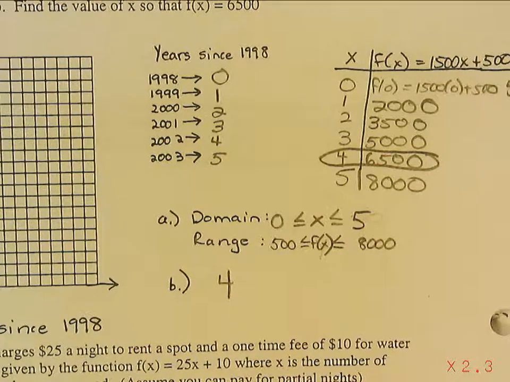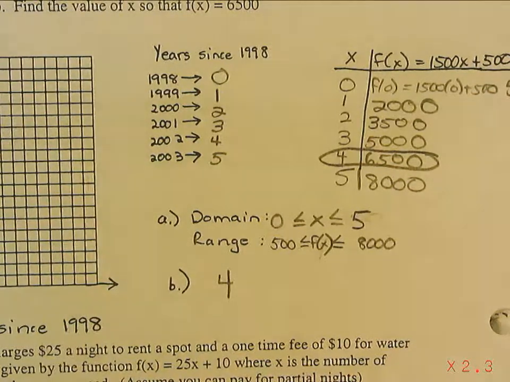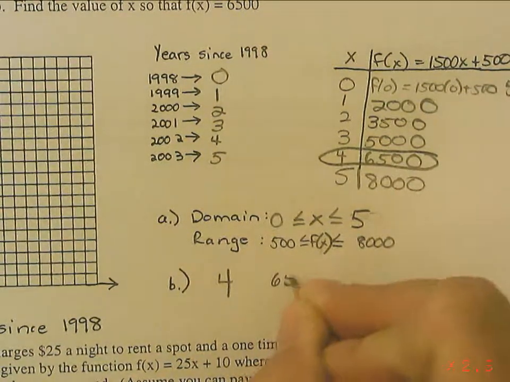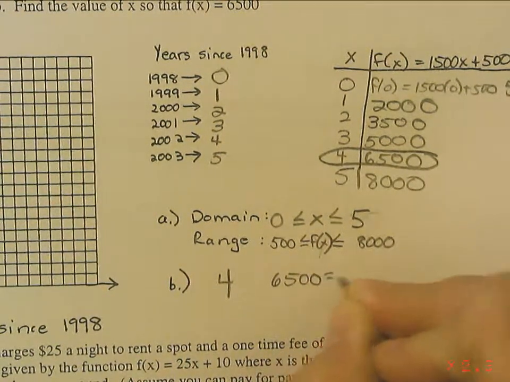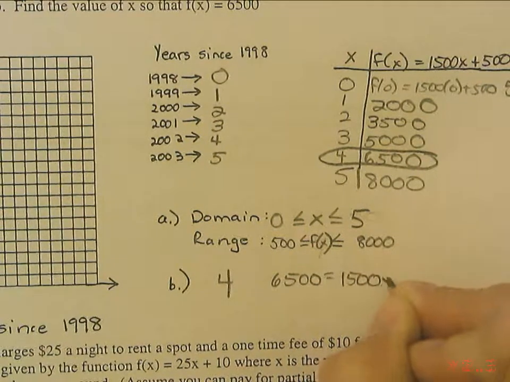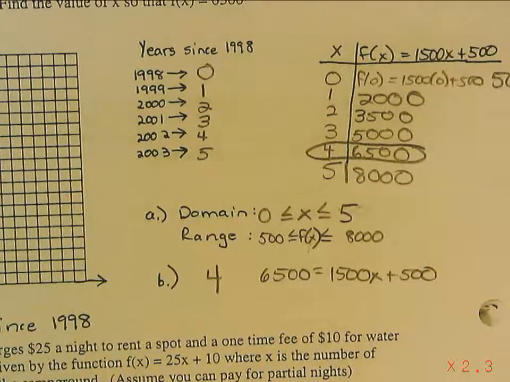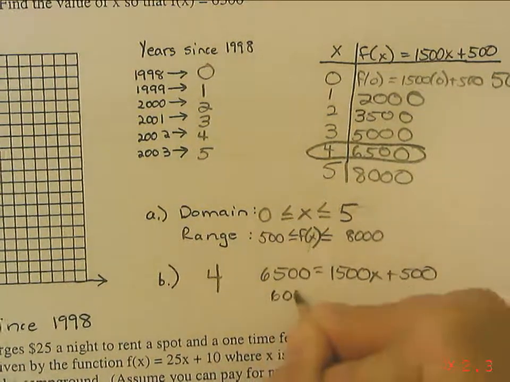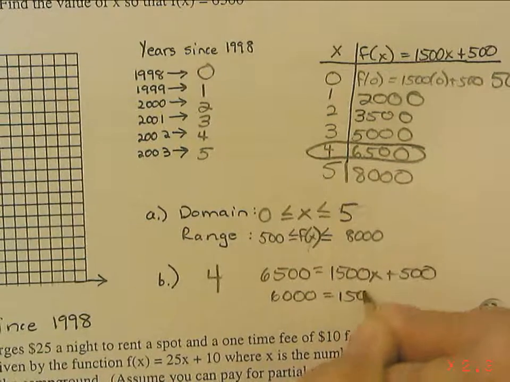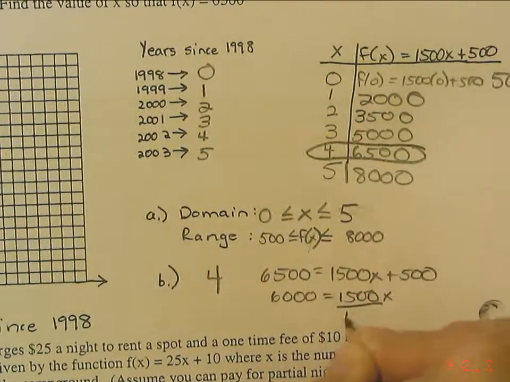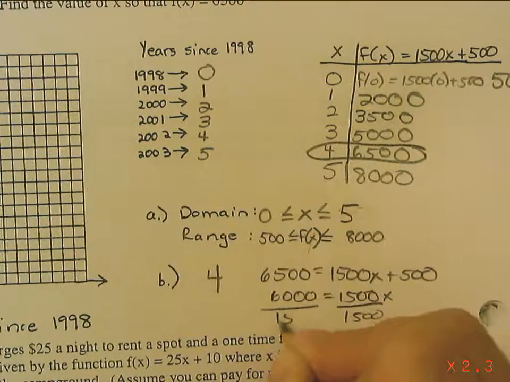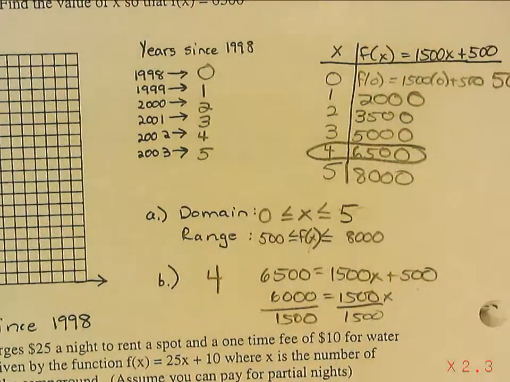x is 4. The final way would just be take your equation, plug in 6,500, and say 6,500 equals 1,500x plus 500. I subtract 500 from both sides. I divide by 1,500, and we get x equals 4. Okay? So, that is that problem.